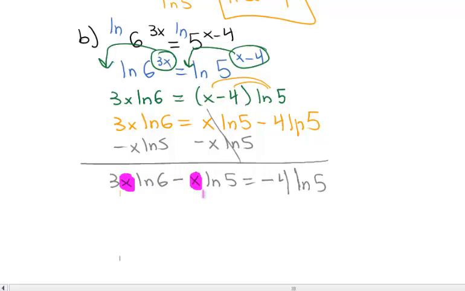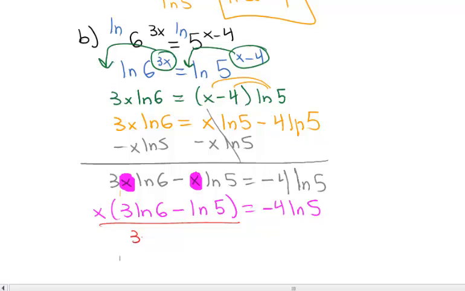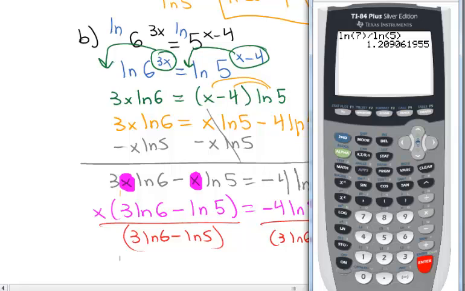Since both of these terms on the left have an x, we can factor out that GCF of x. That leaves us with x times (3 natural log of 6 minus the natural log of 5) equals negative 4 natural log of 5. And the beautiful thing is now the x is alone. We can get it isolated by dividing by that parentheses, 3 natural log 6 minus natural log 5. You need to keep it in parentheses for when we get to the calculator part.